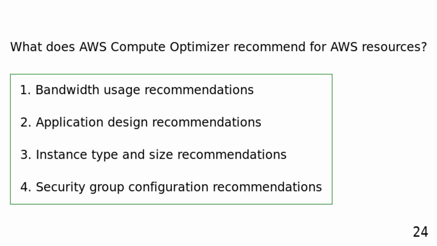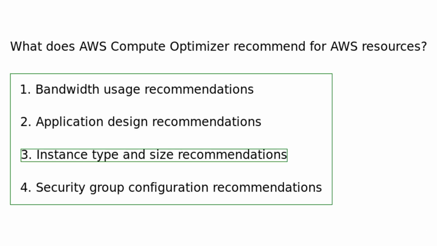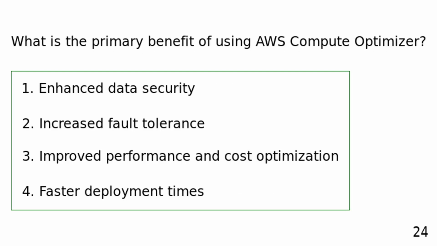What does AWS Compute Optimizer recommend for AWS resources? Bandwidth usage recommendations. Application design recommendations. Instance type and size recommendations. Security group configuration recommendations. AWS Compute Optimizer provides recommendations for the instance types and sizes that are best suited for your workloads based on utilization data.